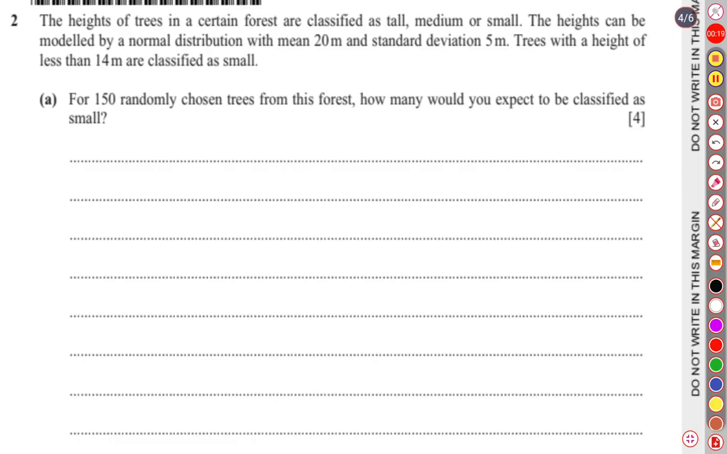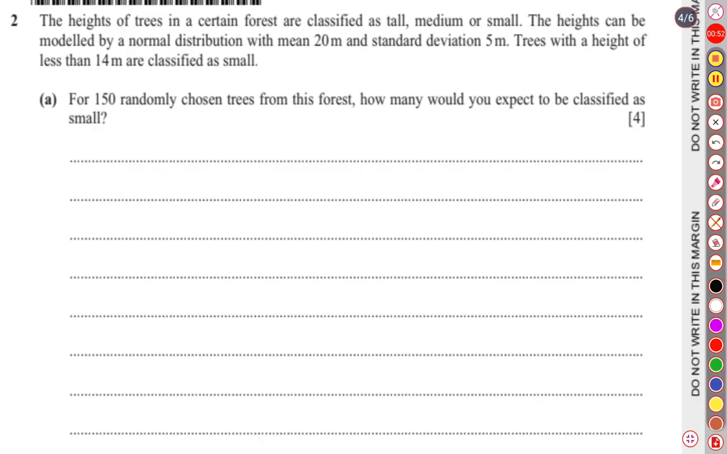The first question, question 2: the heights of trees in a certain forest are classified as tall, medium, or small. The heights can be modeled by a normal distribution with mean 20 meters and standard deviation 5 meters. Trees with a height of less than 14 meters are classified as small. For 150 randomly chosen trees from this forest, how many would you expect to be classified as small?